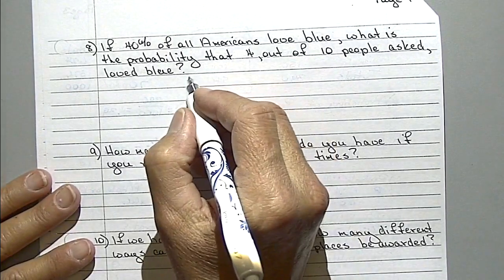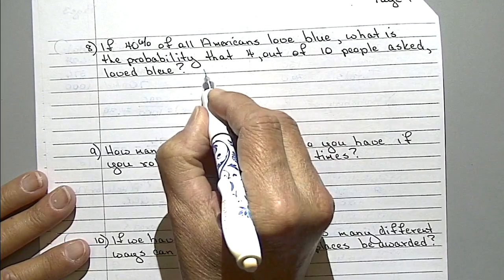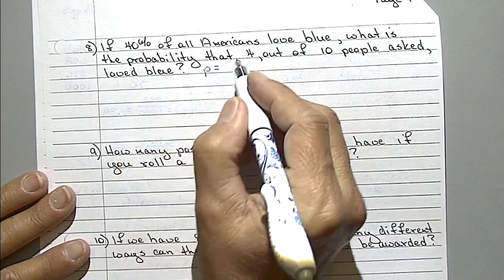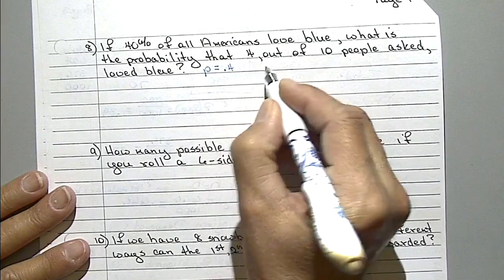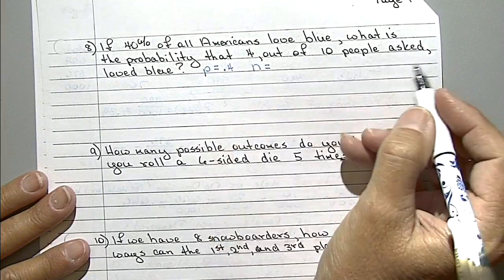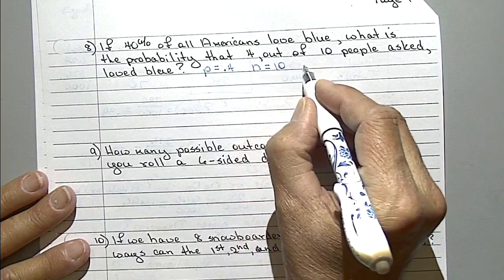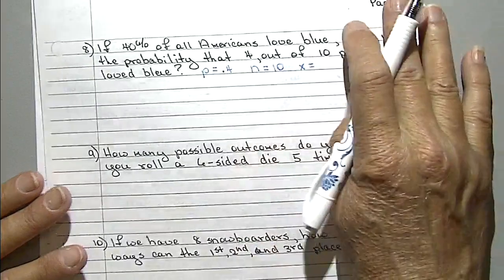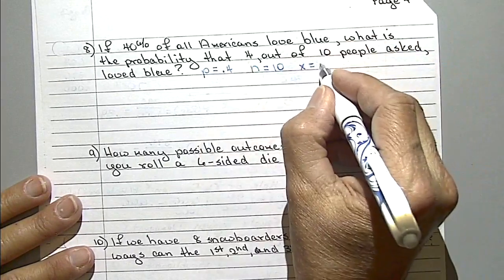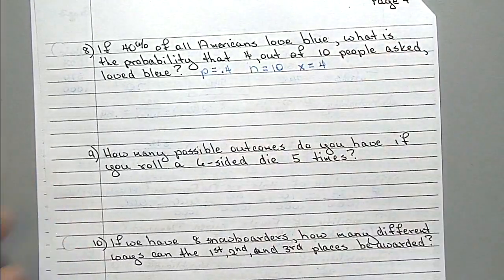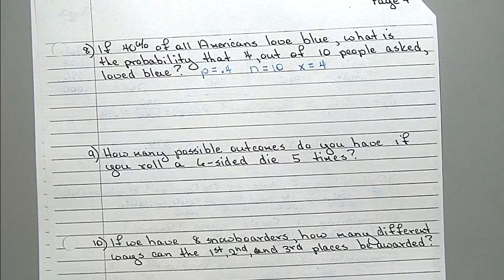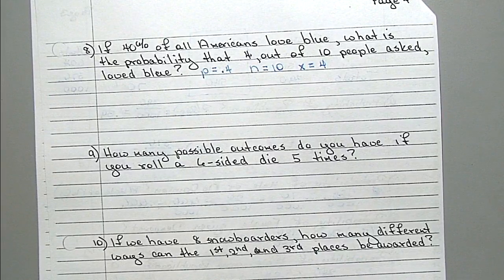So if we have a binomial, that's the way we do it. We say P is the probability of loving blue. Well, that's 0.4. We say N is how many we are selecting or sampling. Well, we asked 10 people. And we say X is the number that we're interested in loving blue. Well, that's 4. Okay? Can you use your binomial table to look this one up? Yes. So use your binomial table and look it up. Go to your book, find your binomial table, and look this one up.